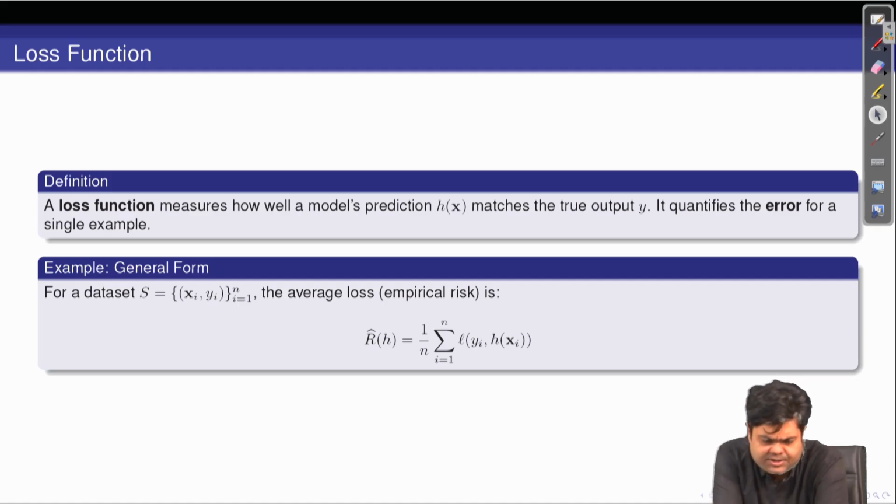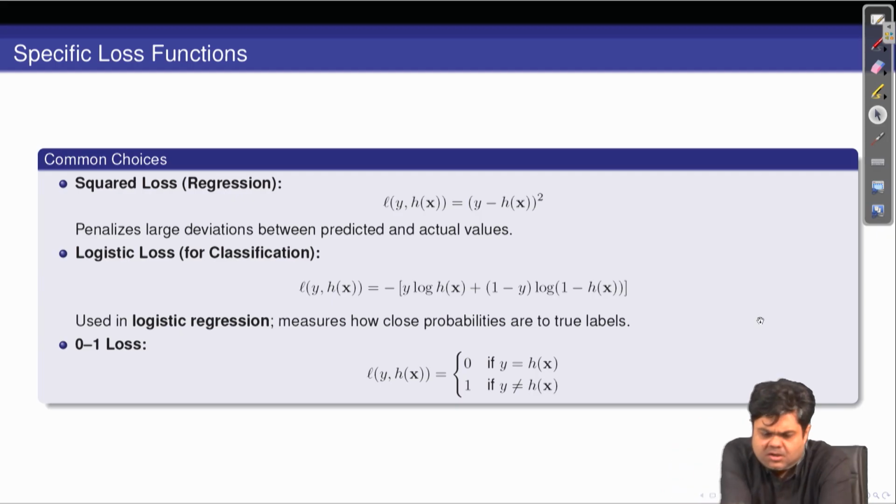So the general form of the loss function, for a general data set, is that you calculate it on all the data points and take the average of it. Generally speaking, the lower the loss function is, the better the prediction is. That's the underlying philosophy. So this is your squared loss function that we discussed. This is used in regression also.